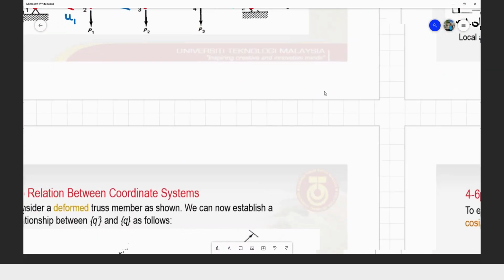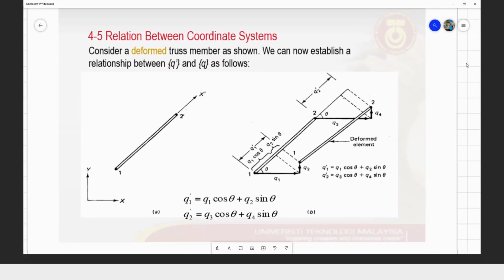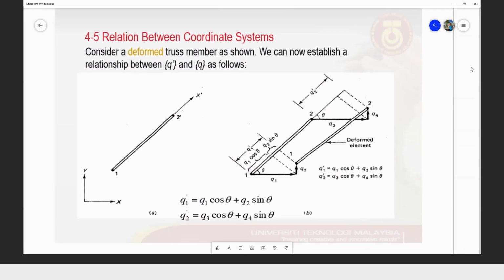Okay, next is to look at the relation. Yang ni pun very straightforward je. This is the transformation, how we can convert from the local coordinate system into the global coordinate system. So then we will come to these equations lah dekat sini. It's like a transformation matrix.